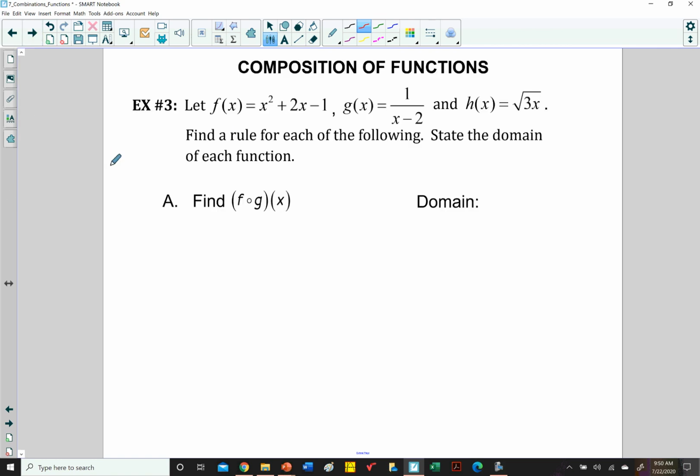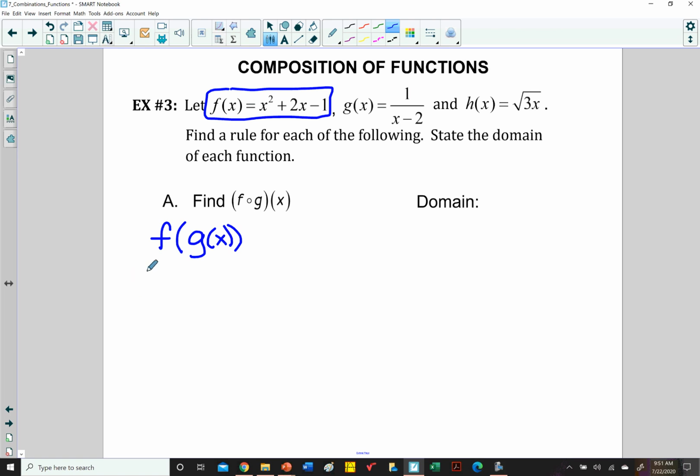So example 3, we've got a parabola, we've got a rational function and a square root function, and we want to find the composition of f of g of x. So we read this f of g of x, and that little composition circle, that does not mean to multiply. That's a composition, that means to compose. Or we could write it this way, the f of g of x, which is telling me take the f function. So our f function is x squared plus 2x minus 1.